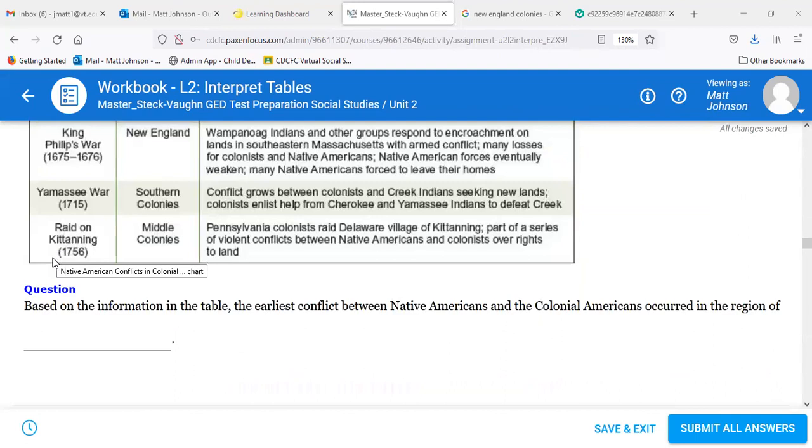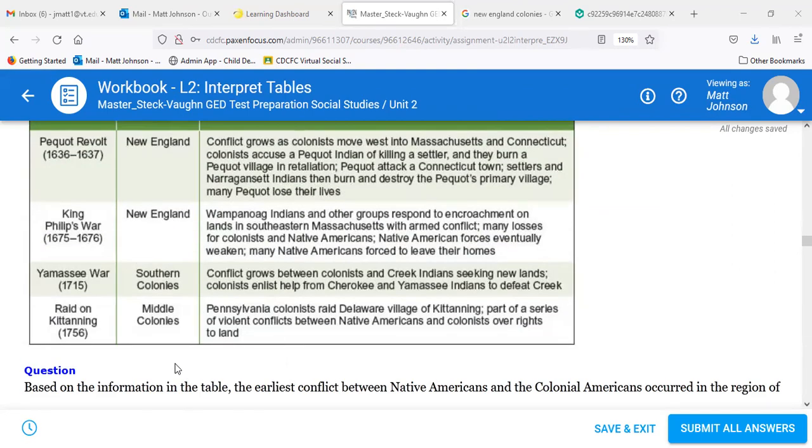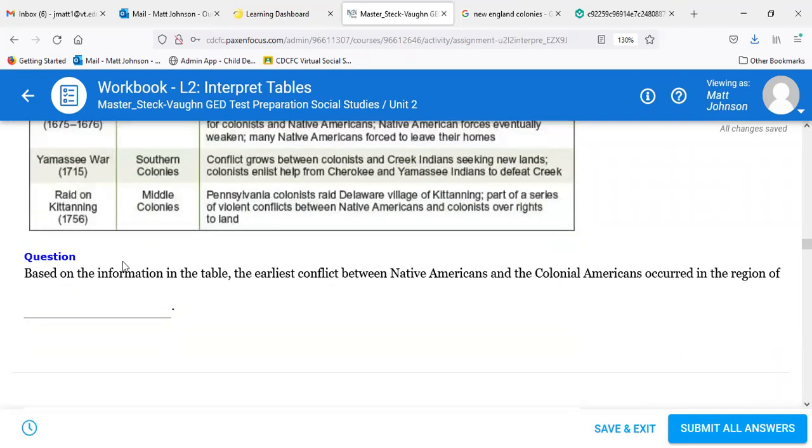And our first question there: based on the information in the table, the earliest conflict between Native Americans and the colonial Americans occurred in the region of New England. New England, yes. New England, N-E-W E-N-G-L-A-N-D. That's number 8.